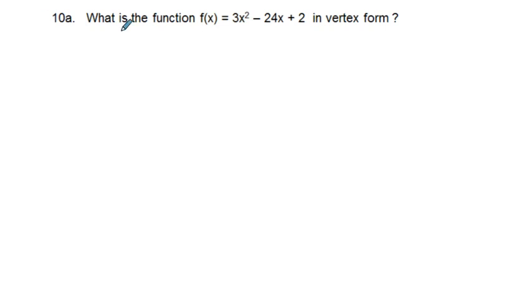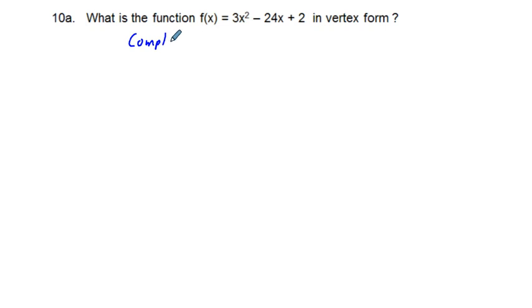Algebra 2, ACP Preview Problem 10a. The problem was to write the function f(x) = 3x² - 24x + 2 in vertex form. And for this, we're going to use a technique called completing the square.